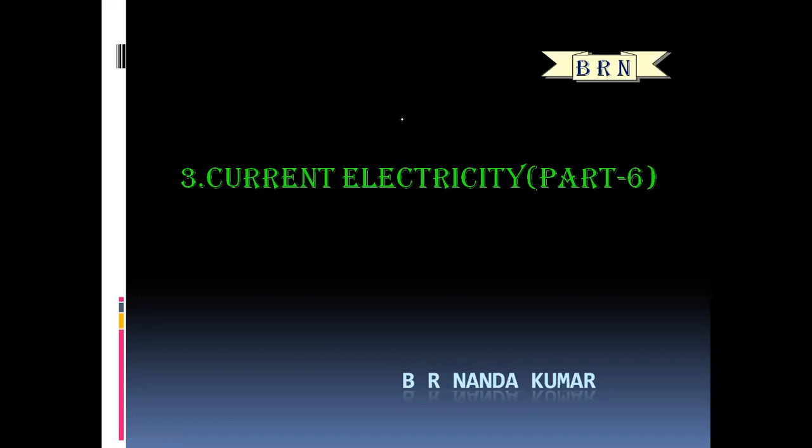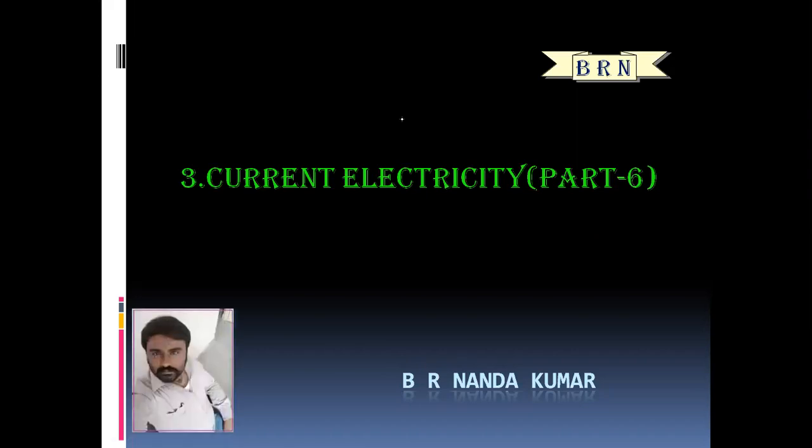In the previous class, we learned about color coding of carbon composition resistor, temperature dependence of resistance of conductor, and temperature dependence of resistivity of conductor. So in this class, we are going to discuss a very important 5 mark derivation. Okay, let's start today's class.